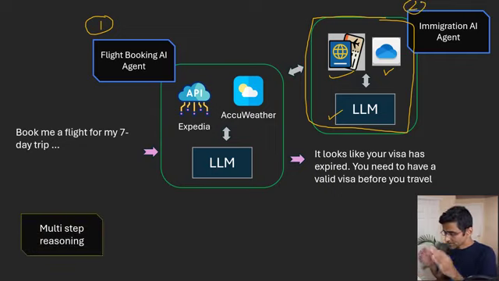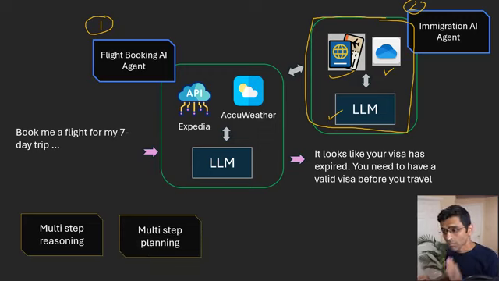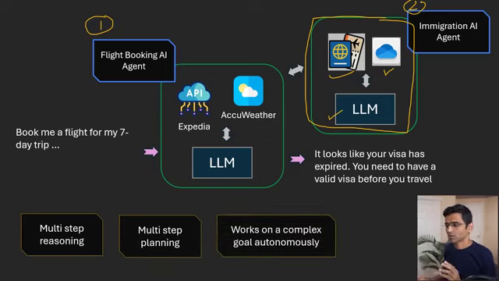So the system as a whole, if you think about the entire system, it is doing multi-step reasoning. It is not like, okay, go and book the flight ticket. It knows that you need to check visa, so it will call the visa agent, check if the visa is there, and if the visa is there, then it will do further steps. So it is doing multi-step reasoning, multi-step planning, and working on a complex goal autonomously.